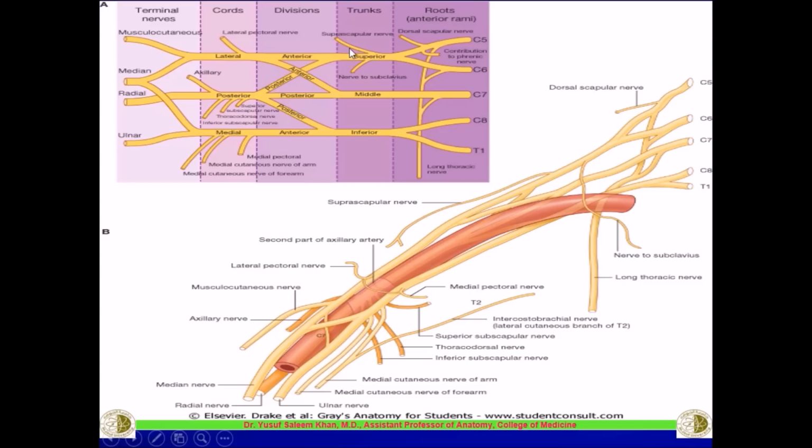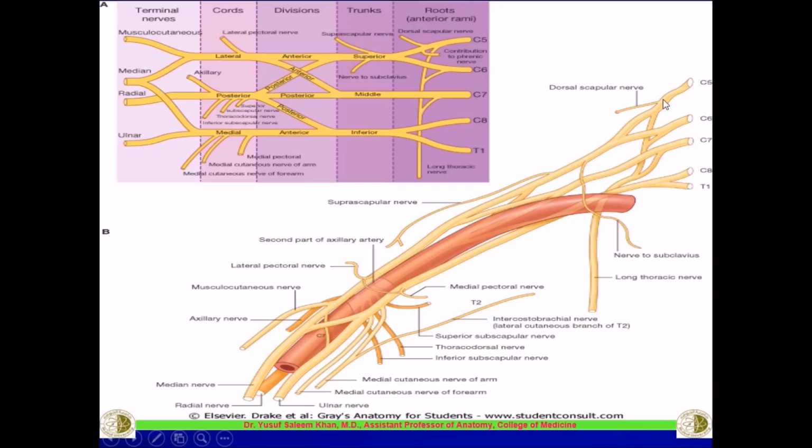The upper trunk will give two branches. One is the suprascapular nerve as well as the nerve to the subclavius. That has been shown. Middle and lower trunk don't give any branches. So again, this has been shown here: C5, C6, C7, C8 and T1. Here C5 and C6 join together to form the upper trunk. C7 continues as the middle trunk. C8 and T1 will join to form the inferior trunk.